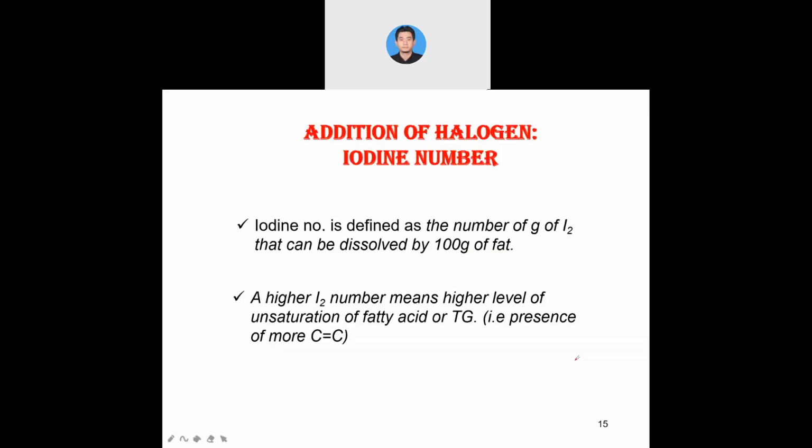Easy, right? Next we look at the iodine number. This is the number in the addition of halogen reaction, defined as the number of grams of iodine that can be added to 100 grams of fat. Higher iodine number means a higher level of unsaturation of the fatty acid or TG, the presence of more C double bond C.